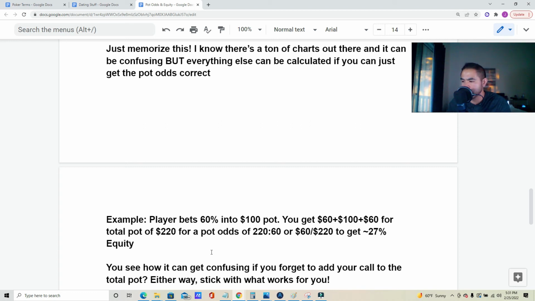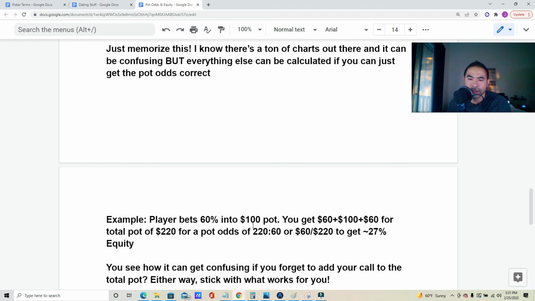There's charts for this. If a player bets 60% into a pot of $100, what percent equity is required? And they have charts, so you could probably Google it on your phone while you're at the table, but I wouldn't recommend that. That just wastes time. Just do the math real quick.